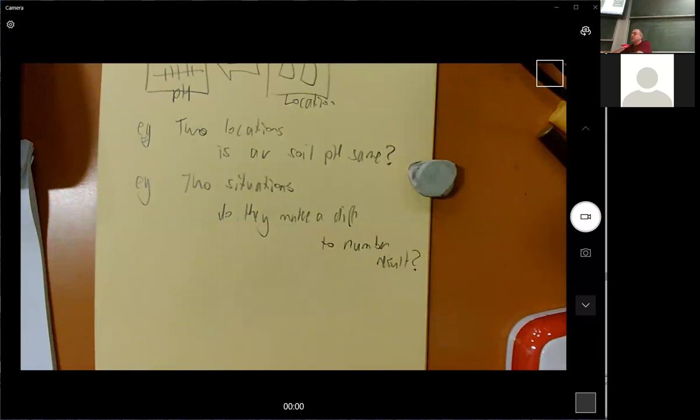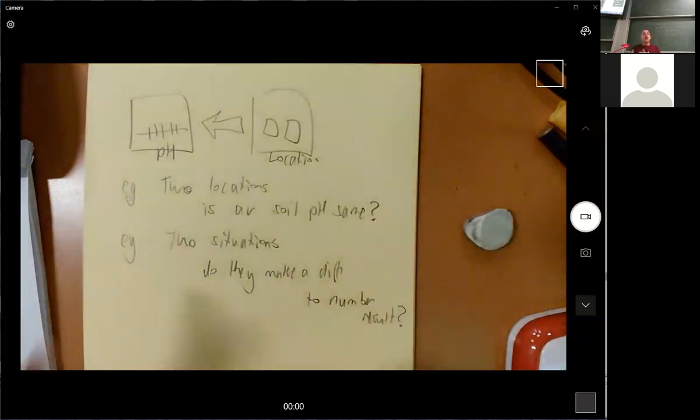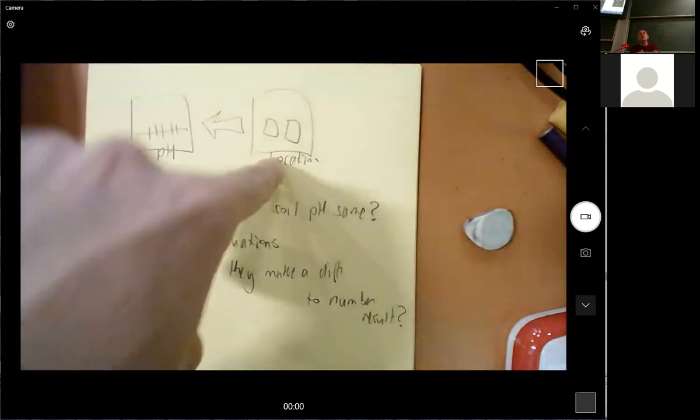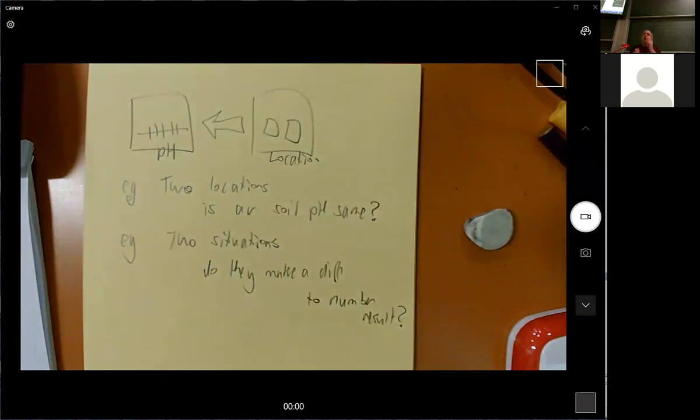And this is what the paired and the unpaired t-tests are designed for. The independent samples and the paired t-tests are designed for this question. But the difference between them is whether every individual is in both of these situations or whether they're all only in one situation.